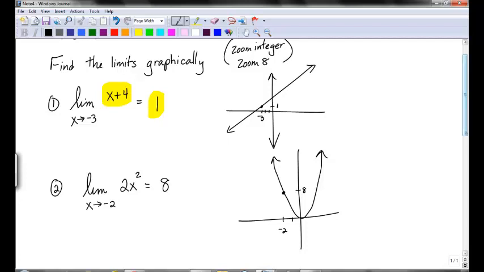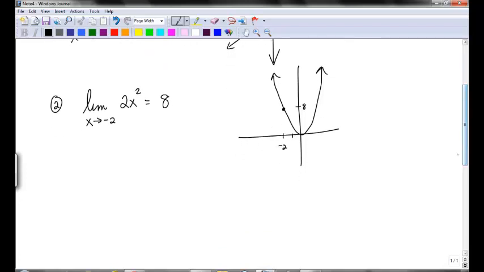Questions on that step? Okay, then multiply. One more.